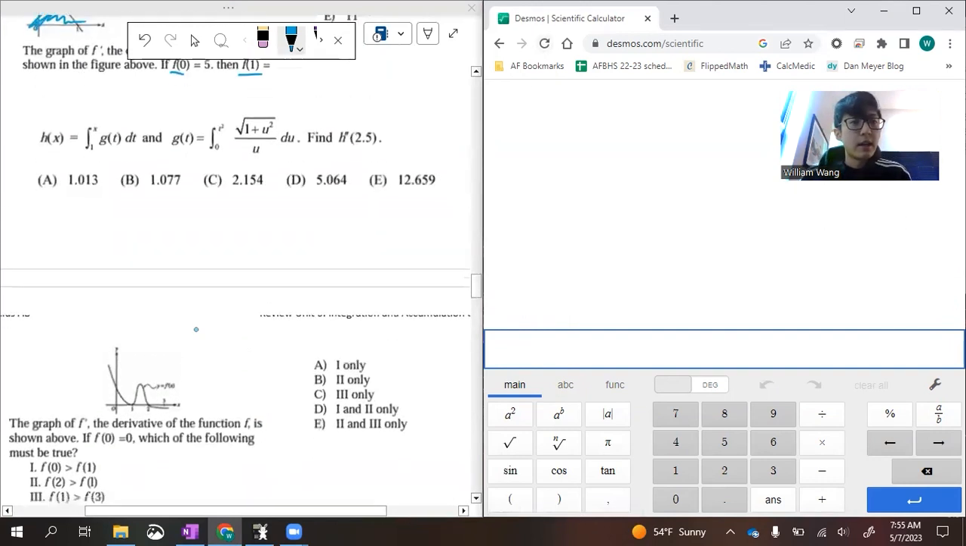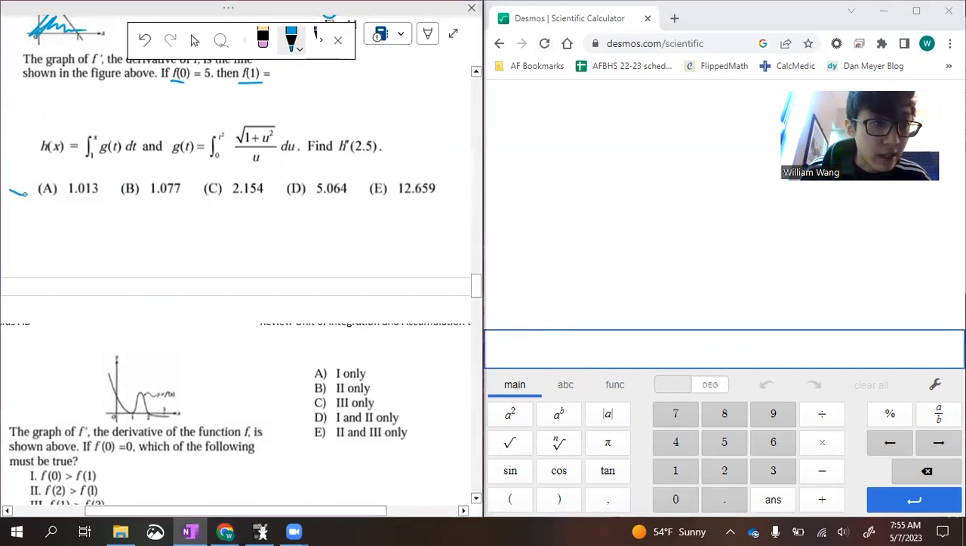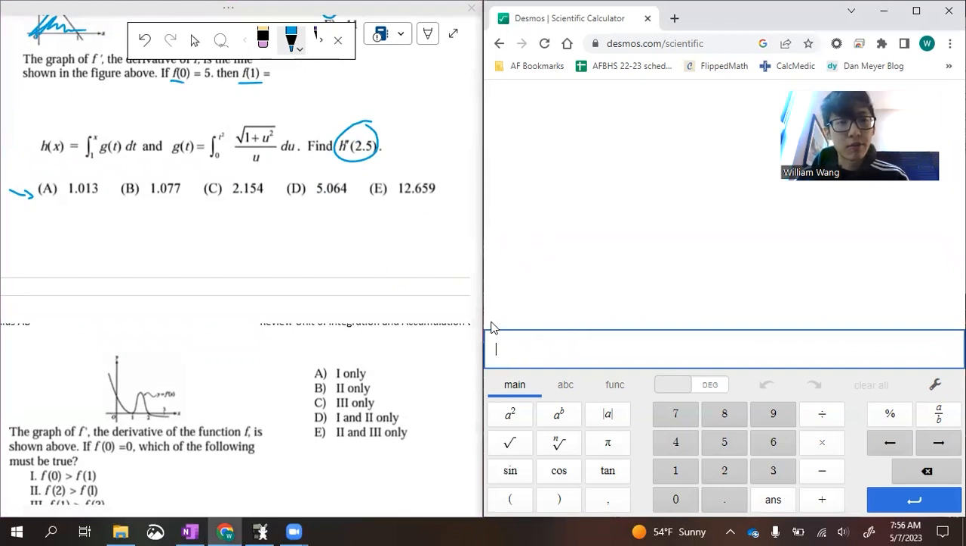Excellent. Next problem. This is just based off the answer choices, clearly going to be a calculator problem. So if h of x is equal to the integral of g of t, and g of t is equal to the integral of t squared, square root of 1 plus u squared over u du, find h double prime of 2.5. All right, so I'm going to start with this because that's what I'm trying to find. So h double prime of 2.5.